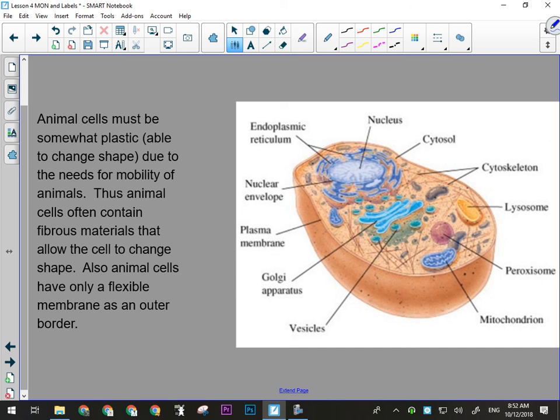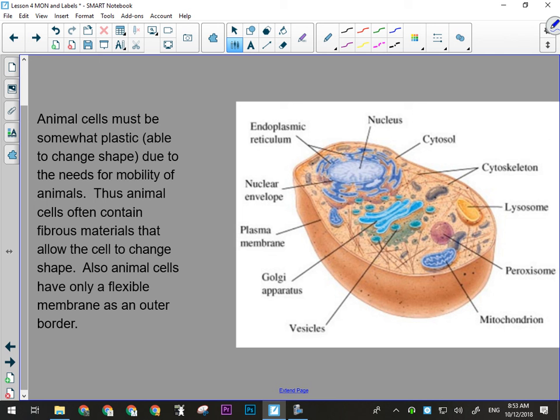If a blade of grass sees a cow coming, believe me, if it could feel fear, it would. So their cells have to be flexible in order to facilitate this change in shape that goes on. Also, being flexible means flexible, not breakable. We don't want the cell to rip and tear when it changes shape.